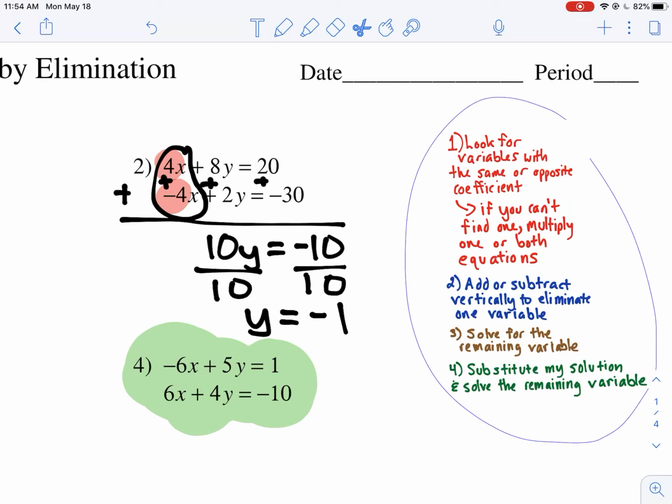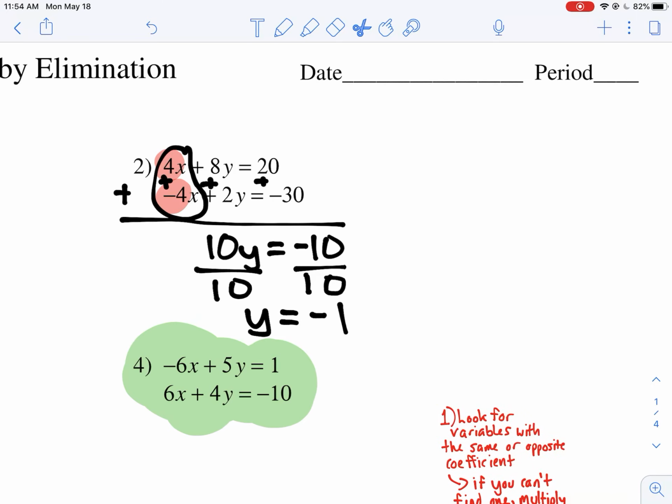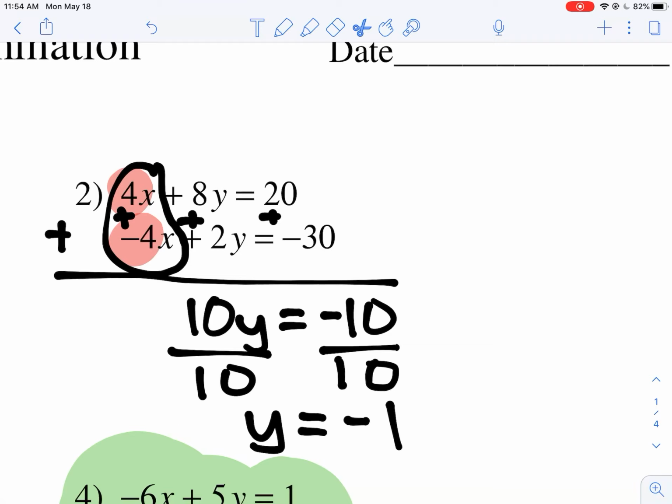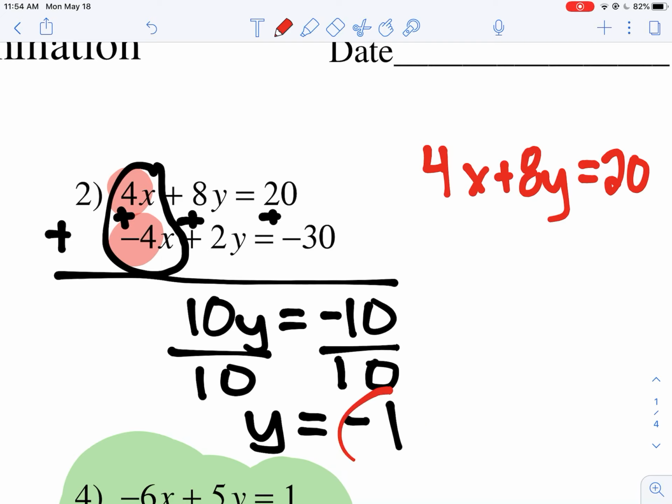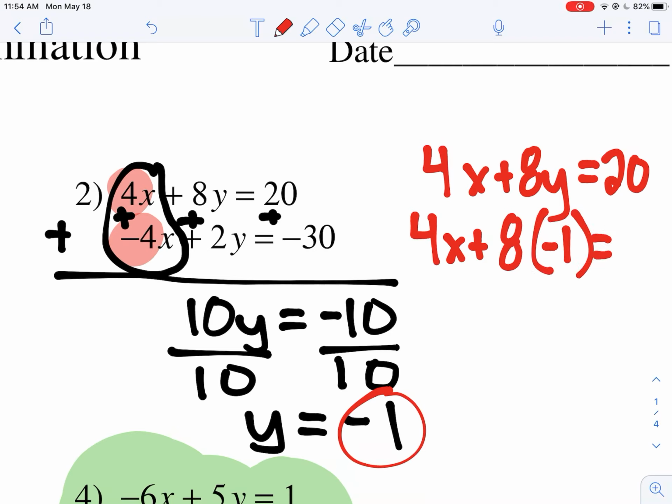Here's what I want to do, and I'm going to toss this off to the side a little bit so I have some space. I can use either of these two equations that I started out with. I could either use 4x plus 8y equals 20, or I could go with negative 4x plus 2y equals negative 30. Doesn't matter which one. I'm going to go with the first one here. So I'm going to rewrite it, 4x plus 8y equals 20. And now since I have a solution for y, I'm going to substitute that. So I get 4x plus 8 times negative 1 equals 20. So I substitute the y with my negative 1.